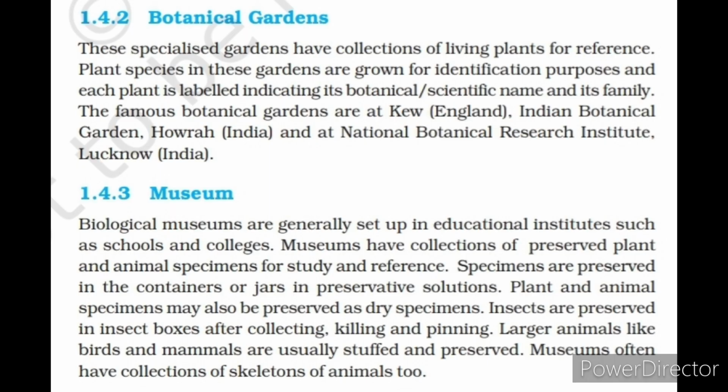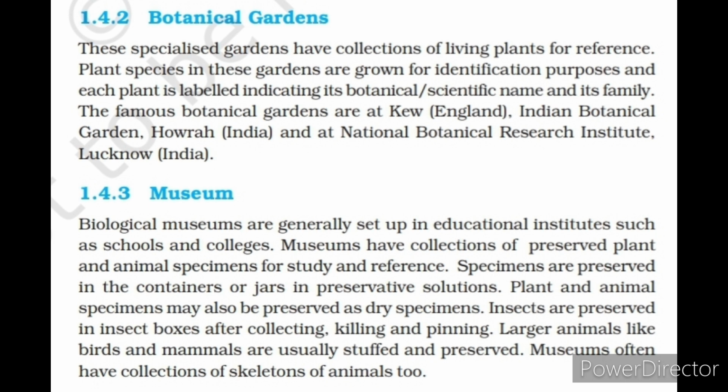Botanical gardens. These specialized gardens have collections of living plants for reference. Plant species in these gardens are grown for identification purposes, and each plant is labeled indicating its botanical scientific name and its family. The famous botanical gardens are at Kew, England, Indian Botanical Garden, Howrah, India, and at National Botanical Research Institute, Lucknow, India.